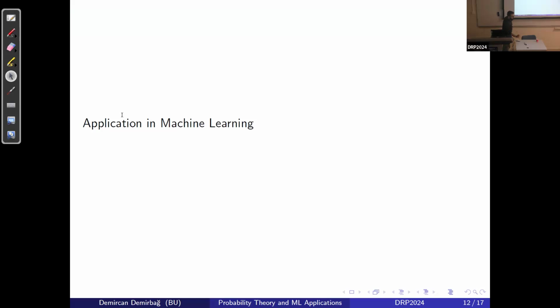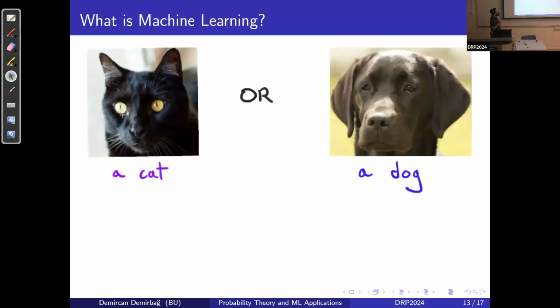Now, we are changing our perspective. From now on, I'm going to talk about one application of the probability concept in machine learning. But as I said, I want to be understood by everyone, so I'm very briefly going to talk about what machine learning is.